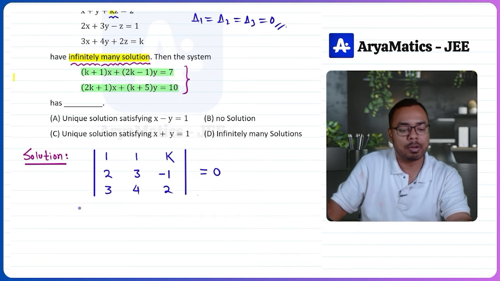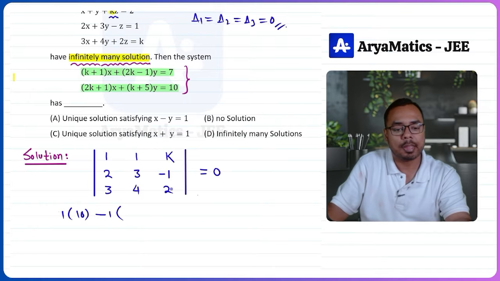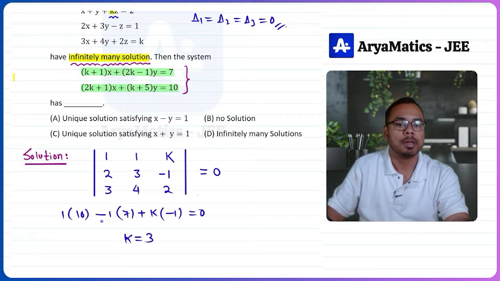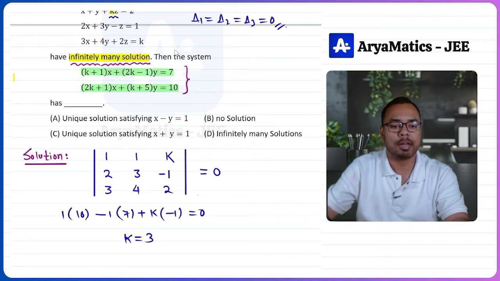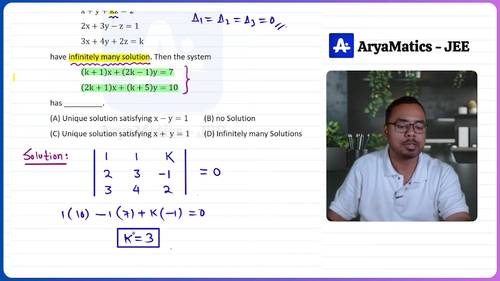So if I expand along the first row, we will get 1 into 3 into 2, 6 plus 4, so that will be 10, minus 1 into 4 plus 3, that will be 7, and then plus k into 8 minus 9, that is minus 1, and this must be 0. So from here we'll get k equals 10 minus 7, that is 3. So this is the value of k that we are getting, right? If the system of linear equations has infinitely many solutions, then k must be 3.